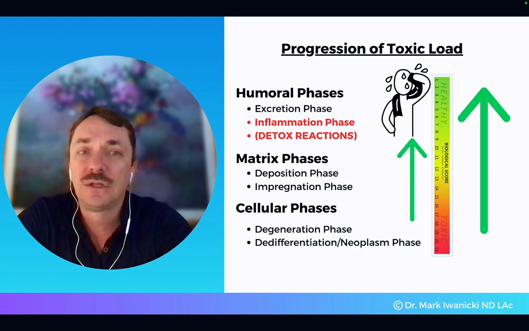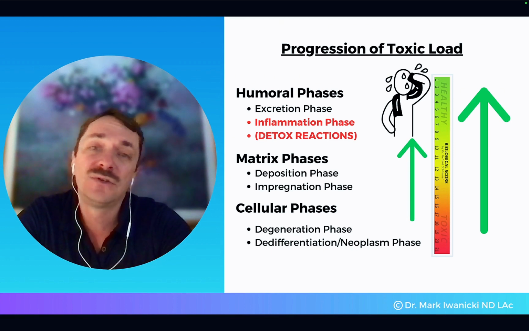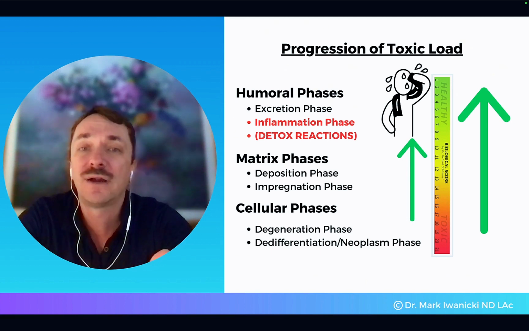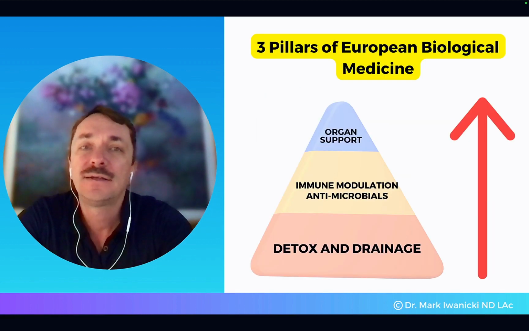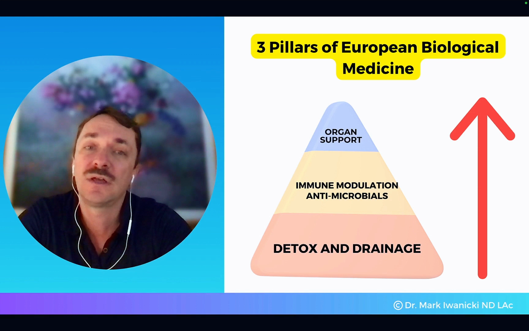So just to look again, we want to move out of these deeper cellular levels, cellular phases, to get into the humoral phases. So we're going to have a temporary inflammatory reaction, and we need to understand that that is the way we're able to move toxins out of the body. And so the three pillars of European biological medicine: detox and drainage is really the basic fundamental pillar, because it addresses this core key concept within homotoxicology of lowering toxic burden.